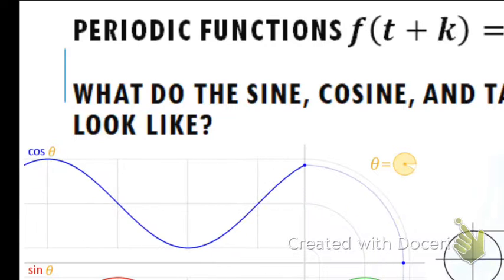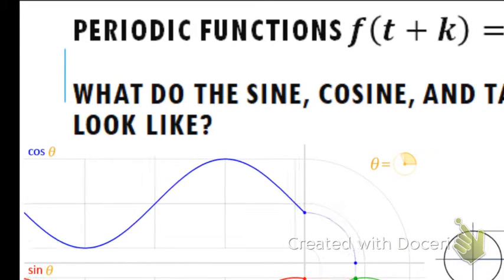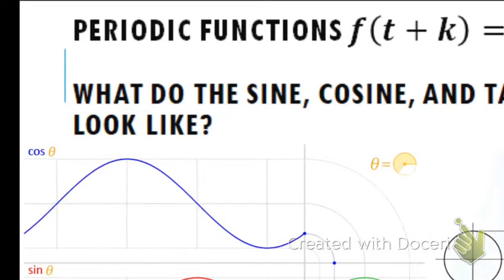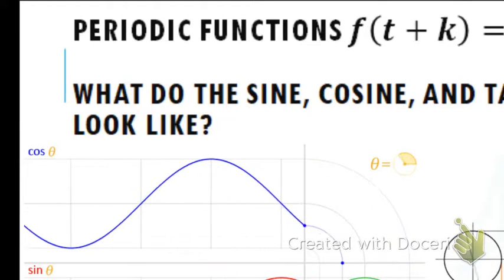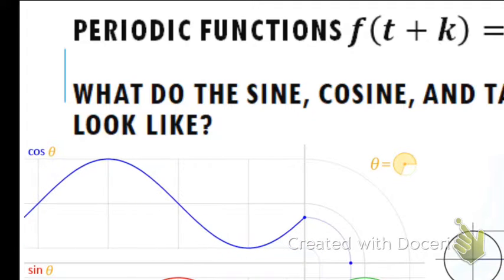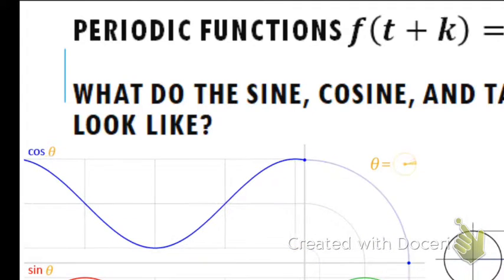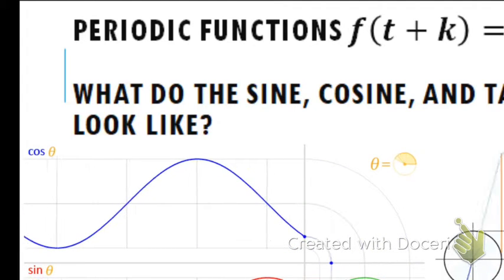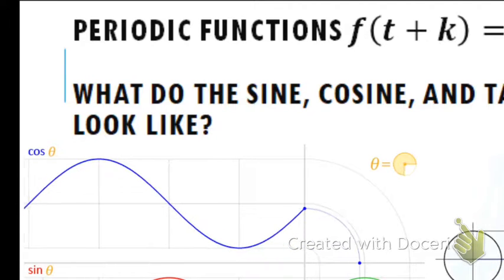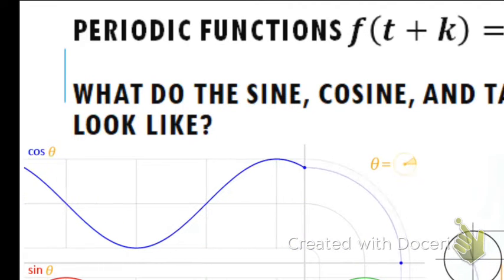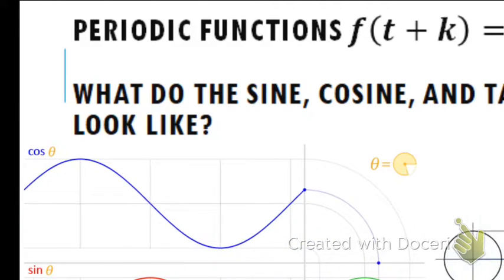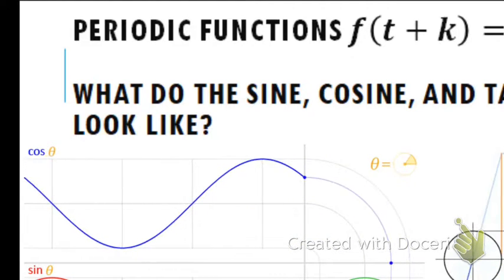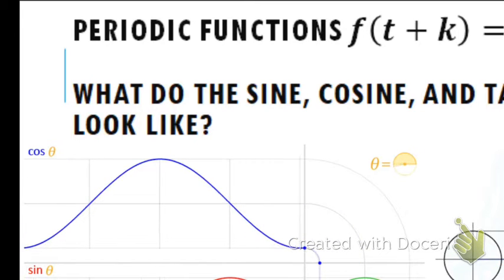Why do you think it has vertical asymptotes? What did we see happen with our tangent function sometimes? It will be undefined. If my cosine value, my x value, is 0, that's my denominator. That's undefined, so it's going to give me an asymptote there. So anytime my cosine value is 0, up here, down here, we're going to get these asymptotes.